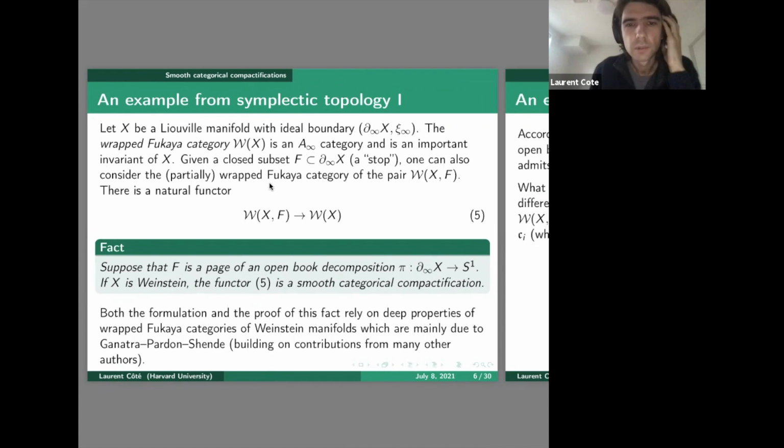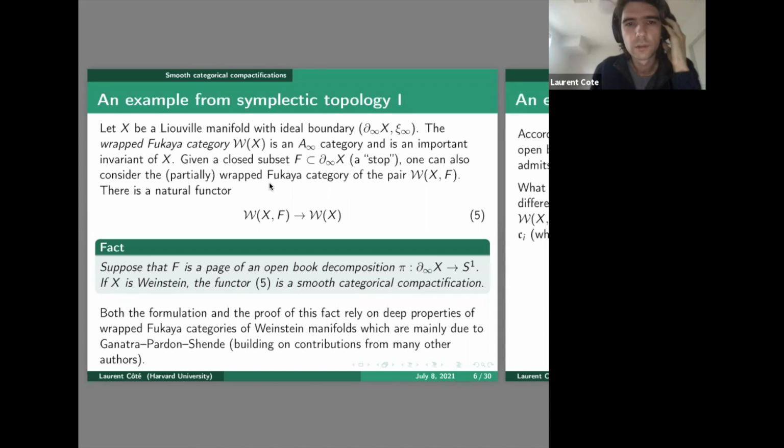So let X be a Liouville manifold. The Fukaya category of X is an infinity category, and it's an important invariant of the Liouville manifold X. And given a closed subset of the ideal boundary of X, and such a subset will be called a stop, you can also consider the partially wrapped Fukaya category, which is an invariant of the pair consisting of X and the stop. And there's a natural functor from the partially wrapped Fukaya category to the wrapped Fukaya category, which is often called stop removal.